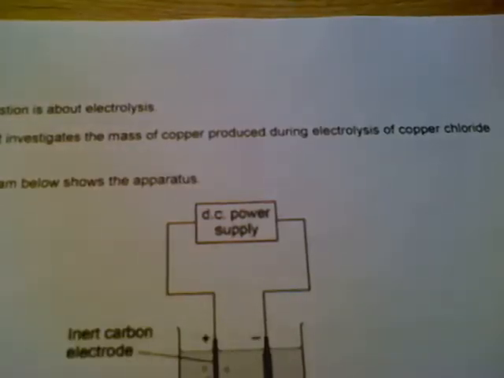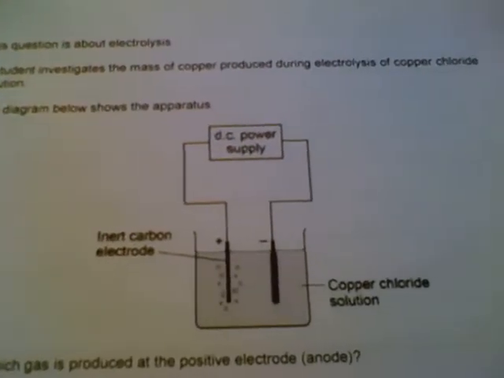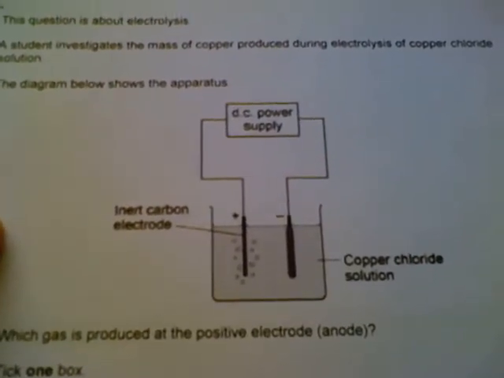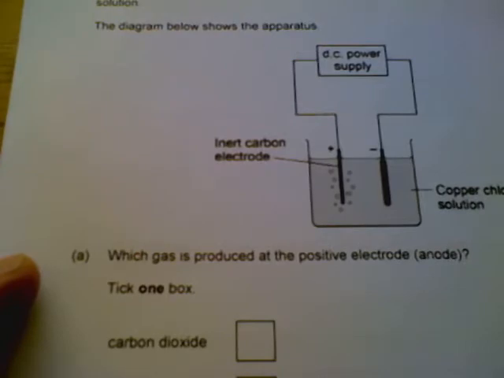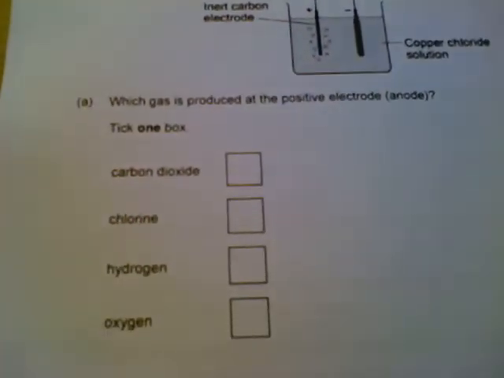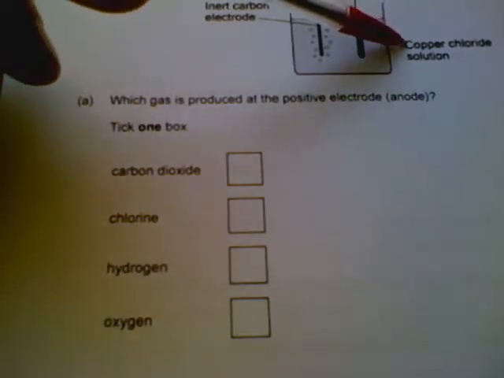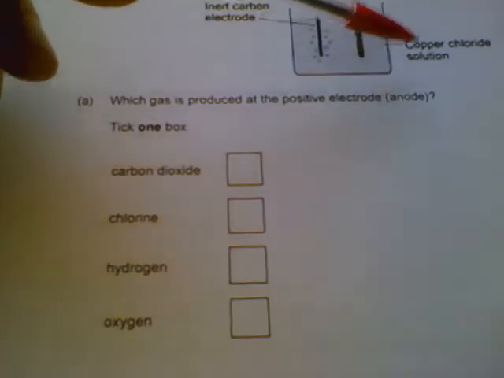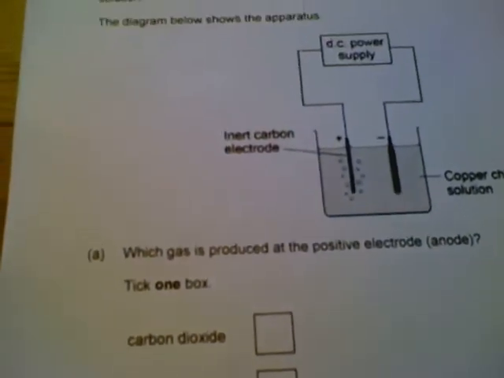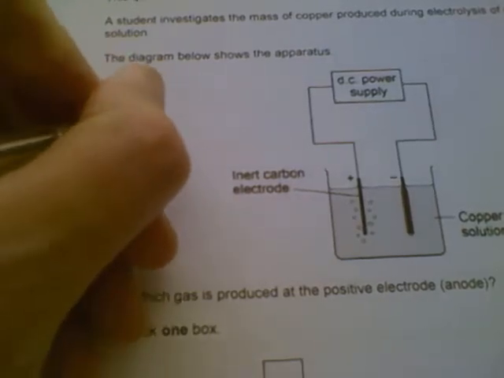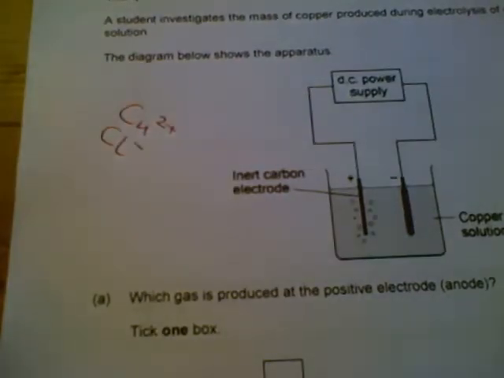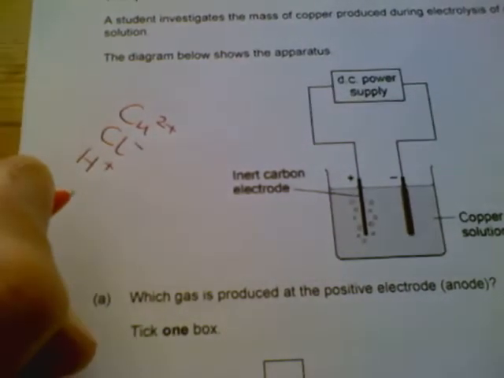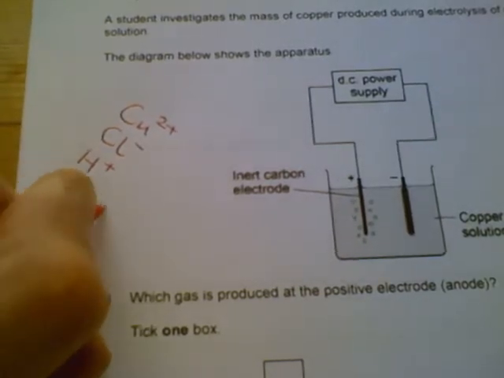First question. We are looking at a standard electrolysis setup here, and you are asked which gas is produced at the positive electrode. You've got four options: carbon dioxide, chlorine, hydrogen, oxygen. We're told copper chloride is dissolved in solution, so we know there are four ions here: copper 2+, chloride minus, and from the water we have H+ and OH minus.